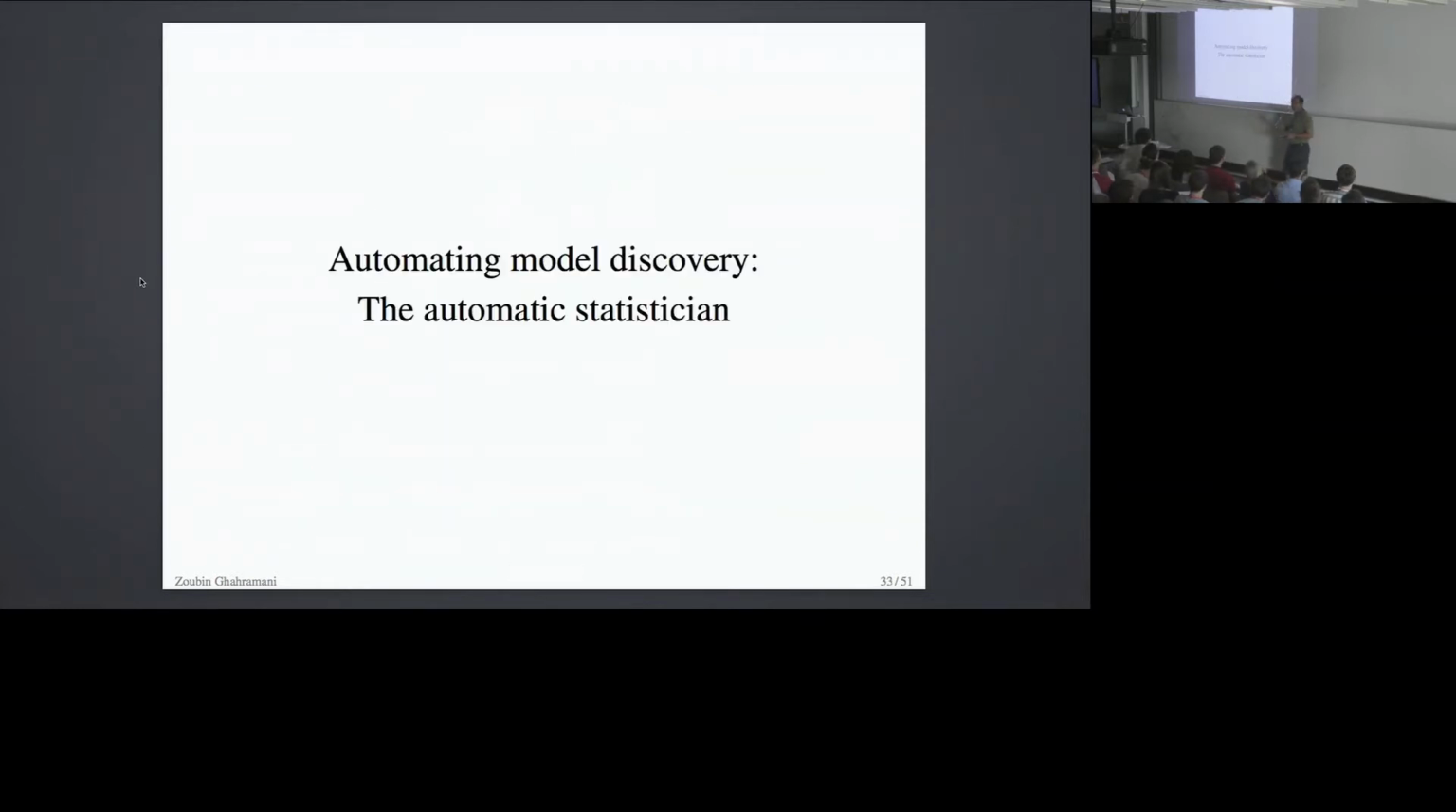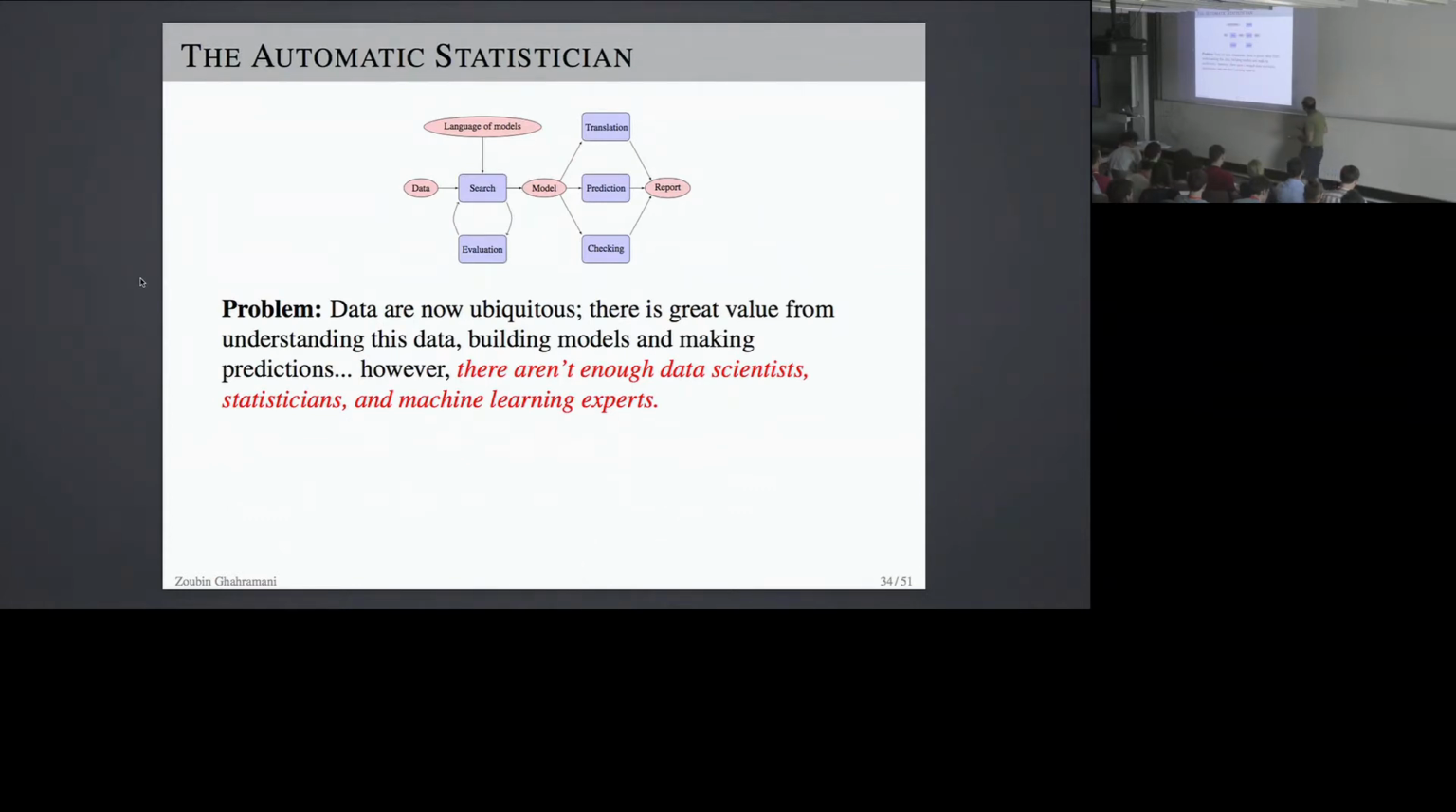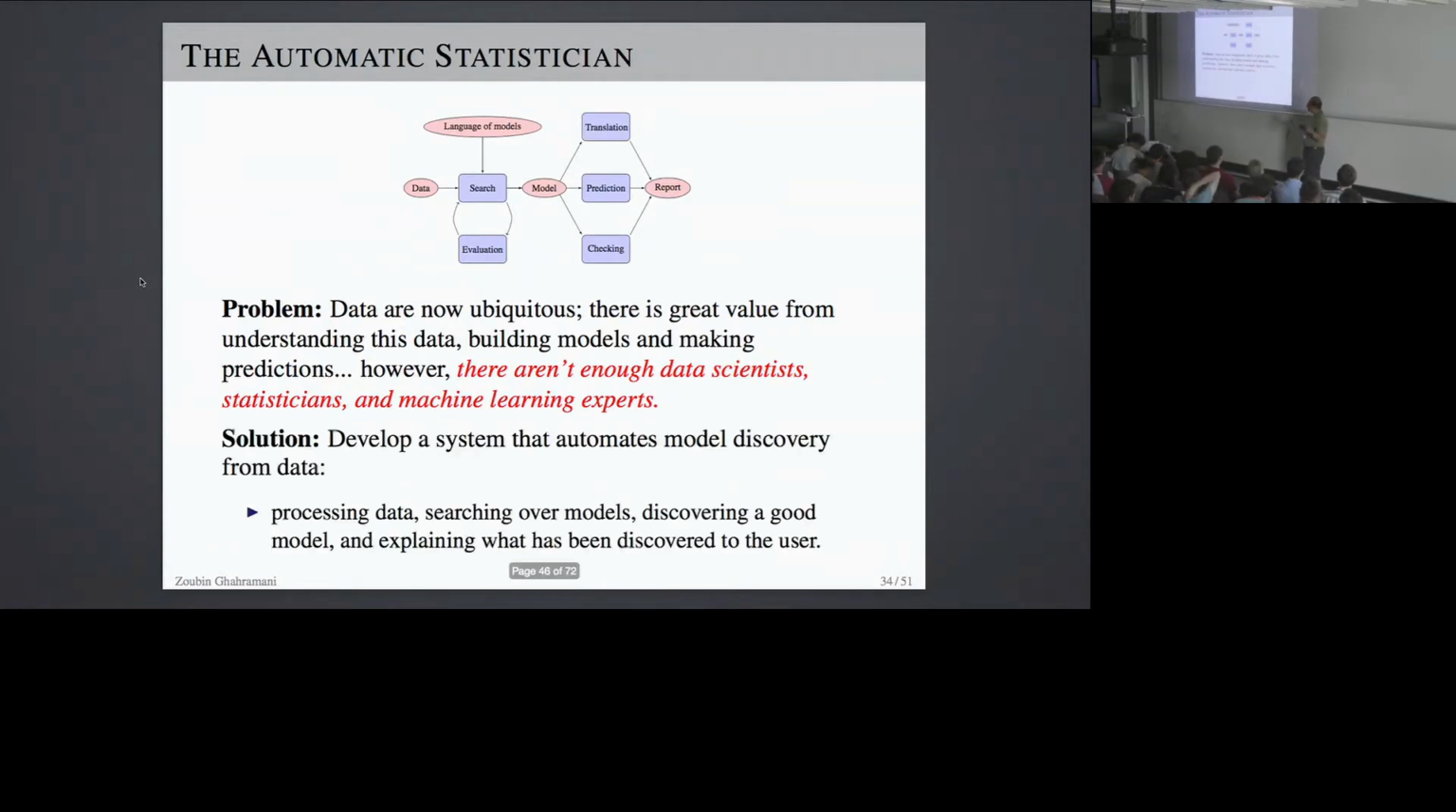Okay. Let me move on to talk about the automatic statistician. This is sort of like the third thing that I'm going to talk about in this theme of automating machine learning. So the problem this is trying to solve is that we have a lot of data analysis problems out there, and there's huge value to those data analysis problems, but there really aren't enough data scientists, statisticians, and machine learning experts to go around, even if we have lots of summer schools like this. It's still not enough. So the solution is automate you guys, basically, and me.